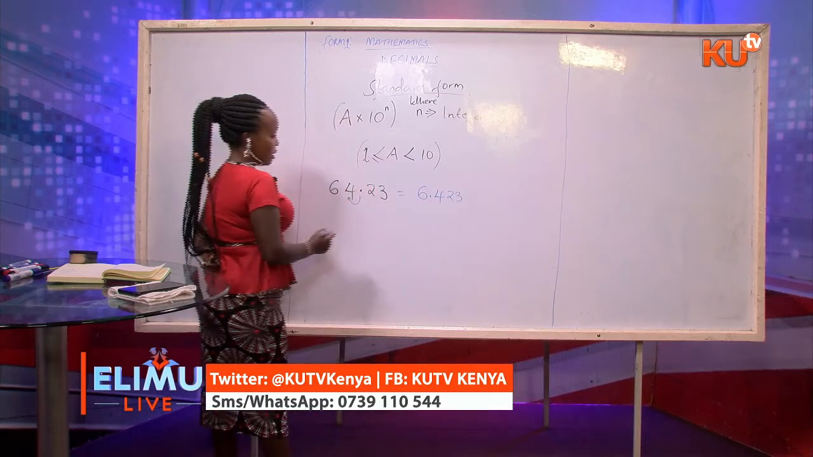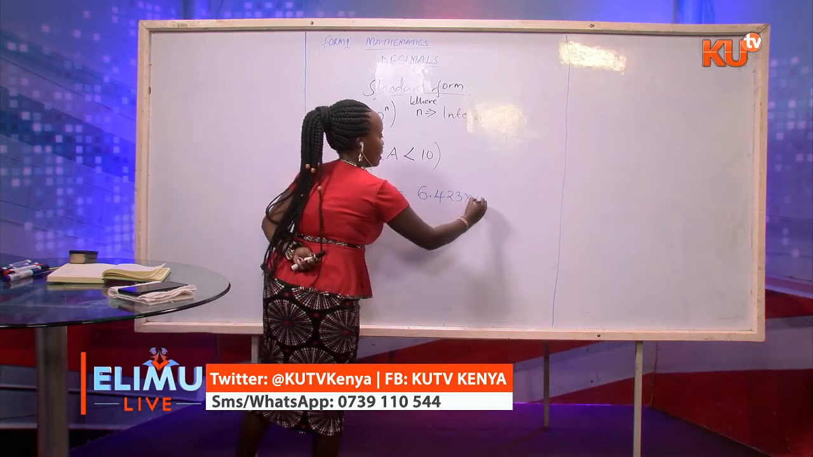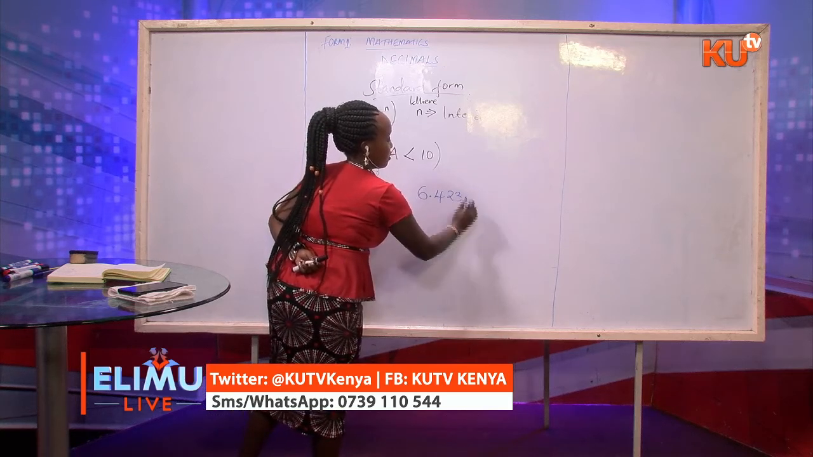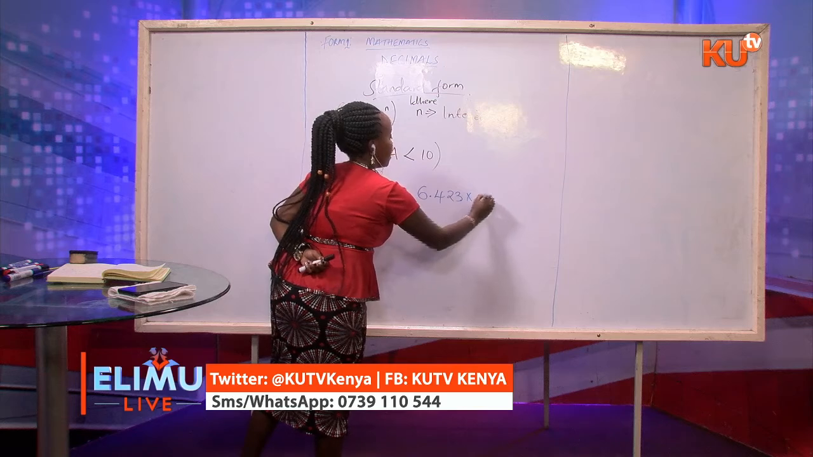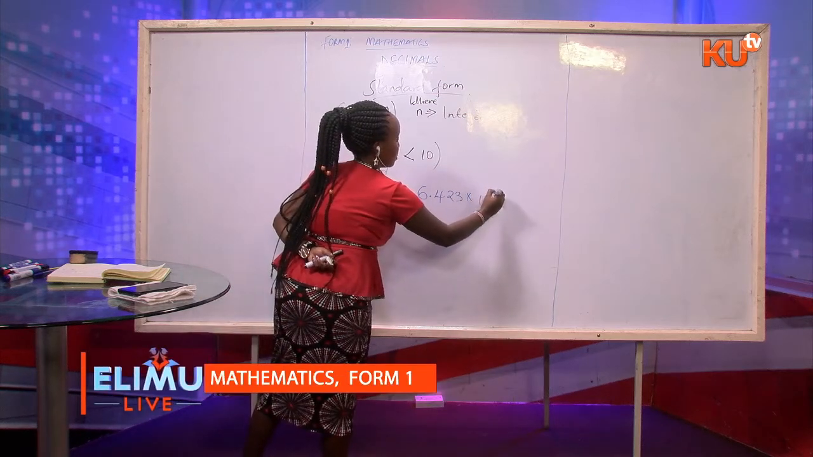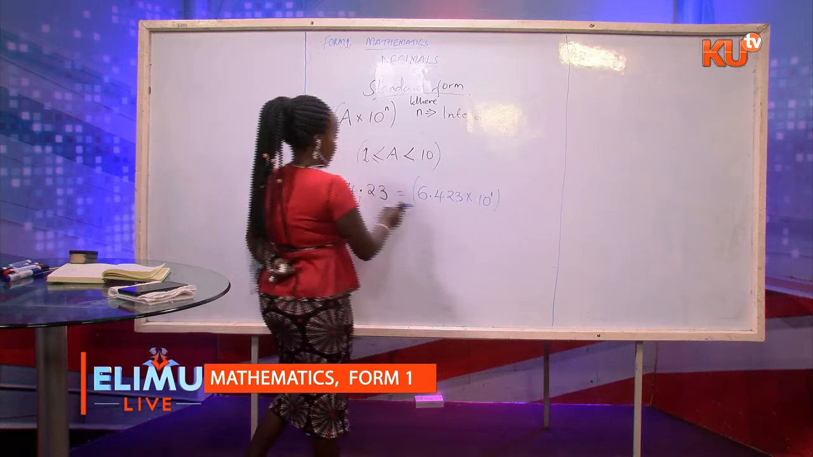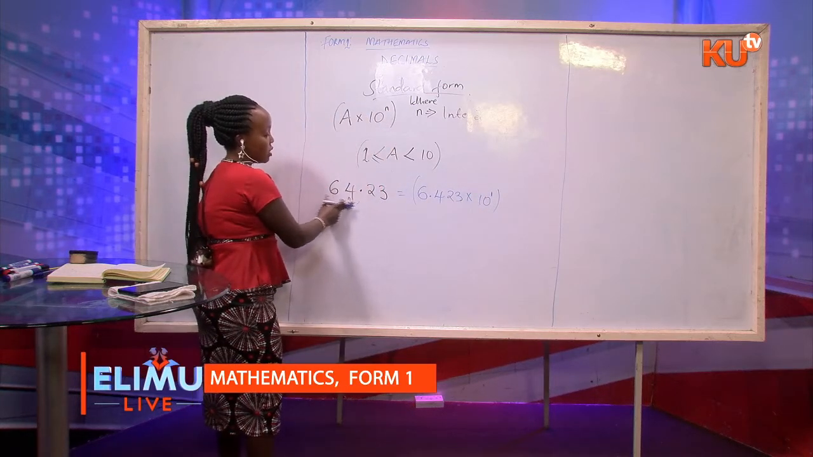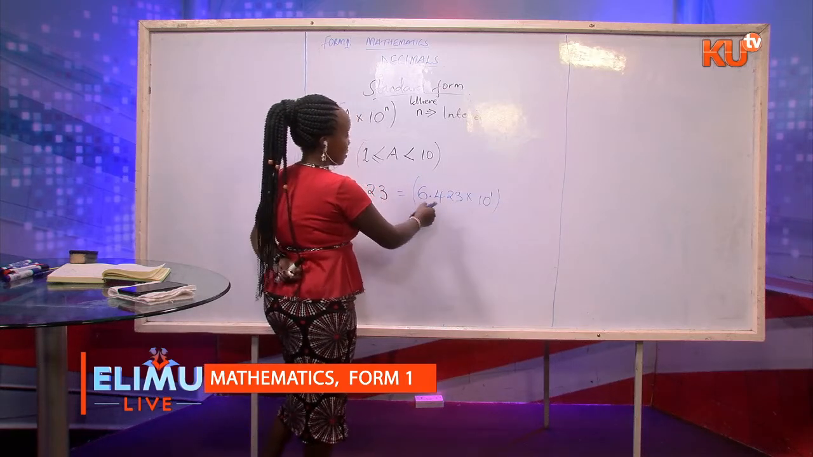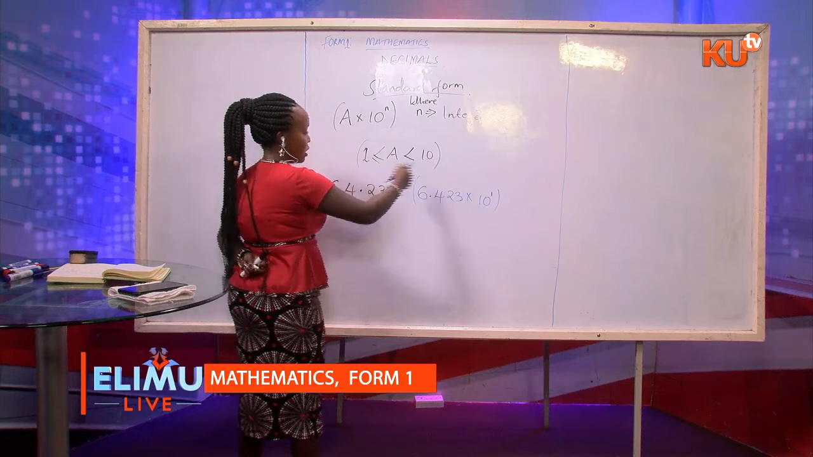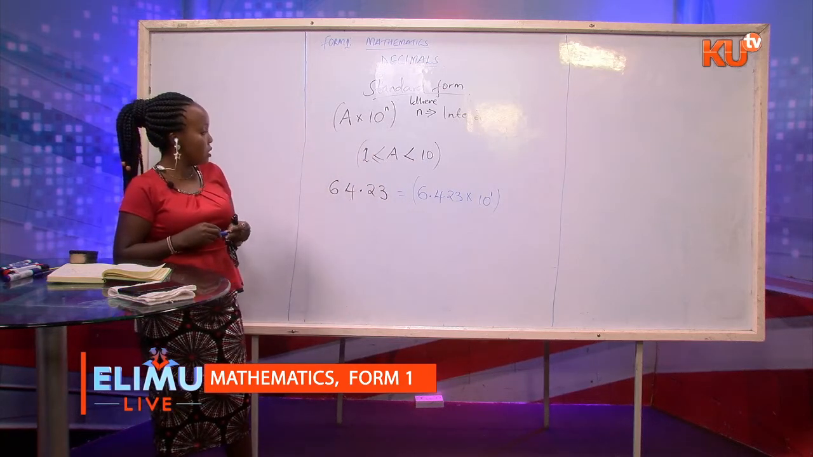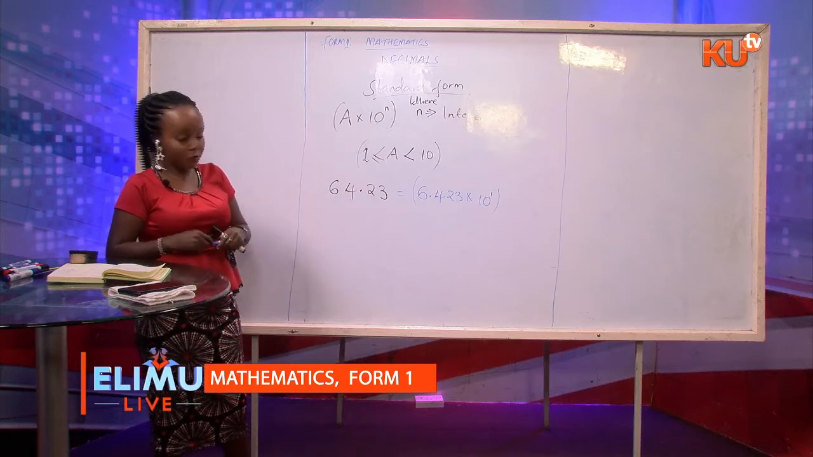6.423, then times 10. Then we're going to count how many times we have moved. It will be 1, so that we come back to the original number. So 64.23 written in standard form will be the same as 6.423 times 10 power 1. As you can see, 6.4 is less than 10 and more than 1. So that is another example of how we write a number in standard form.